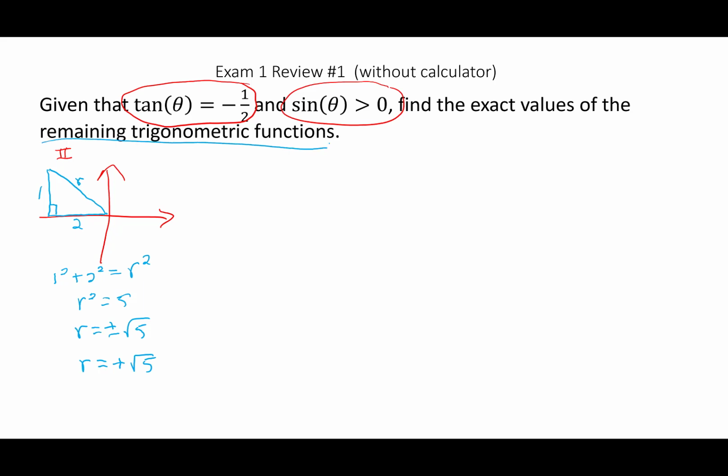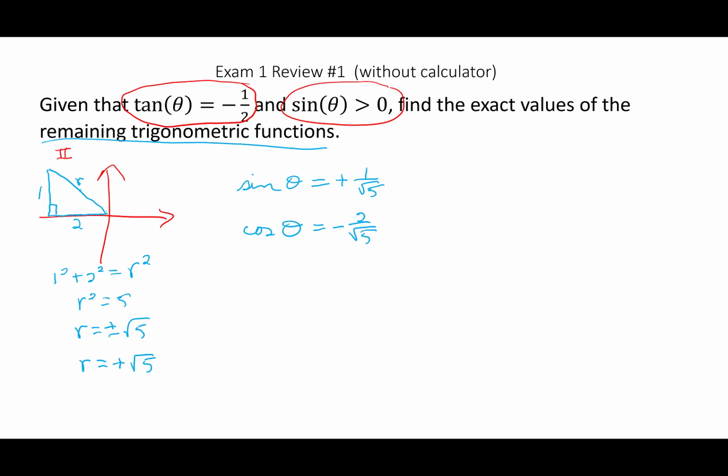Well, really, the only function that we have so far is the tangent. So let's figure out what the sine of that angle would be that gives us a tangent of -1/2 and has a sine greater than 0. The sine of this angle would be equal to, in quadrant 2, positive opposite over hypotenuse, which would be 1 over square root 5. The cosine, we're in quadrant 2, remember, so the cosine is negative. The cosine would be adjacent over hypotenuse, or -2 over square root 5.